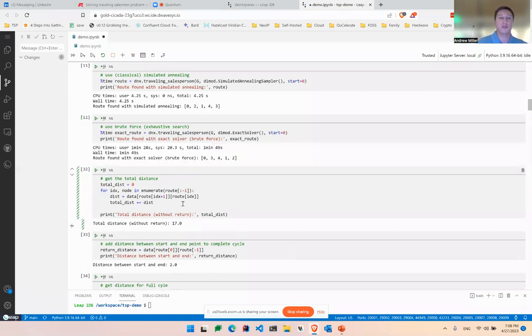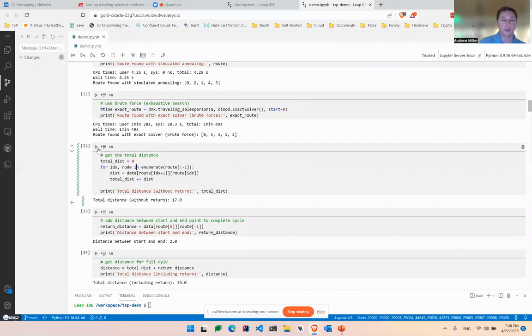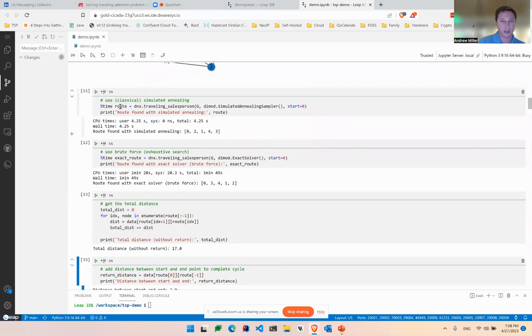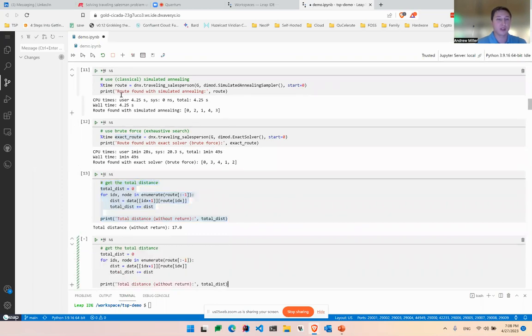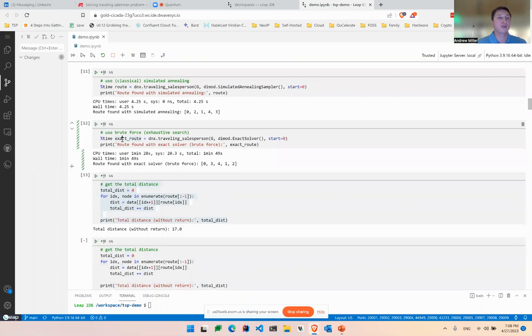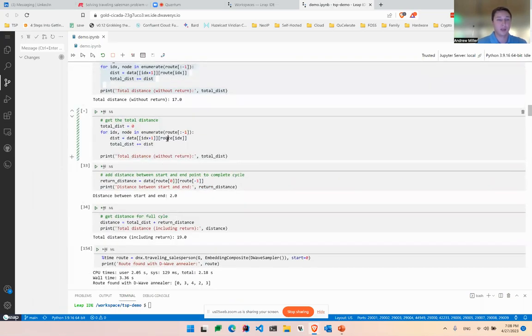It's not meant to give exact results, and it's not going to be consistent either. But you can see it took roughly a minute and 30 seconds to run. With simulated annealing, the distance was 17. I have to replace this variable. I'm just going to duplicate this and use the other variable. Here I store the exact route in this exact route variable, and I'm going to plug that in.